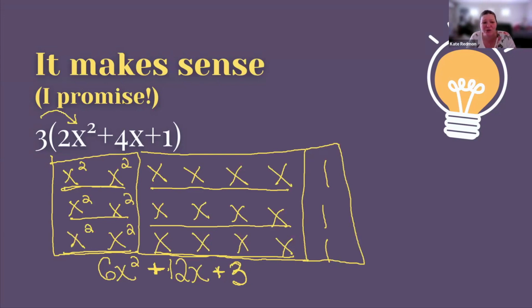If I have 2x squared happening 3 times, you're right, I'm going to have a total of 6x squared. But it's not just the 2x squareds repeating. It's everything. So I'll also have the 4x happening 3 times, 12x's. And I'll also have the +1 happening 3 times. And so I'll also have +3.